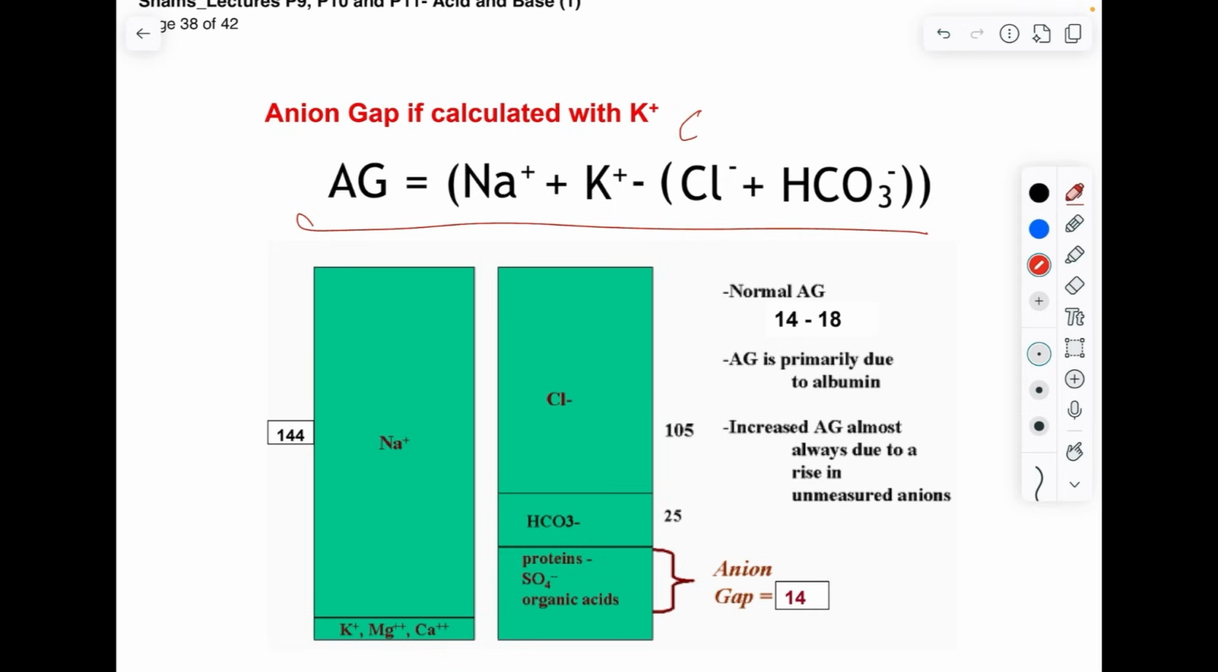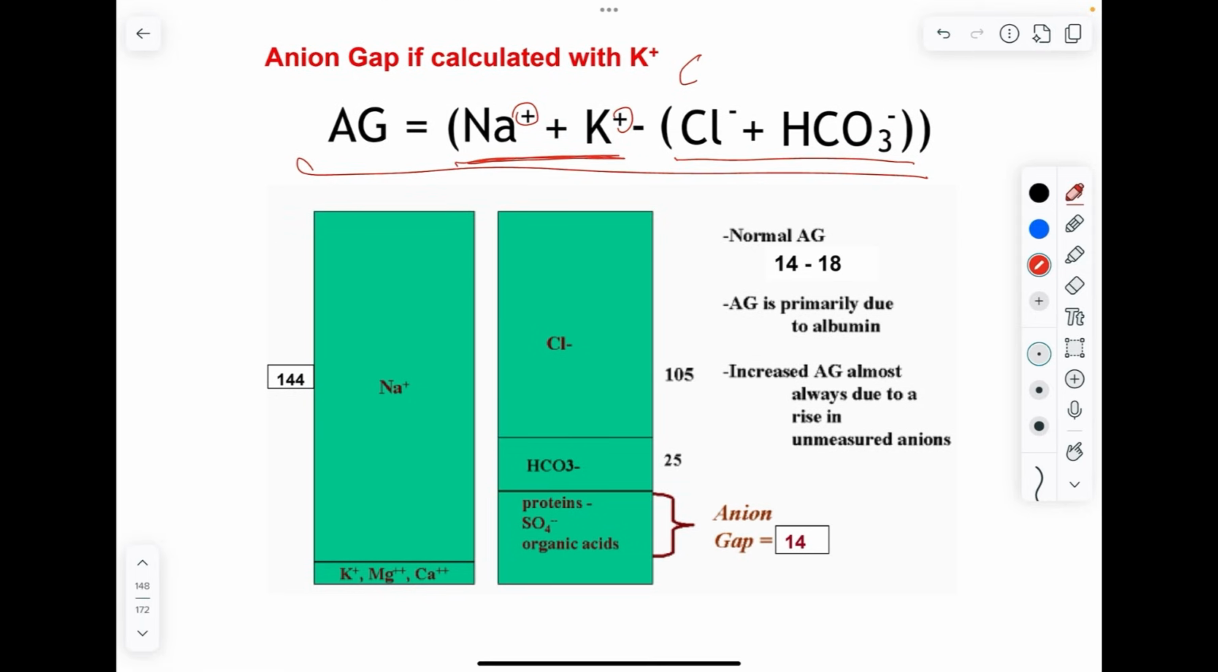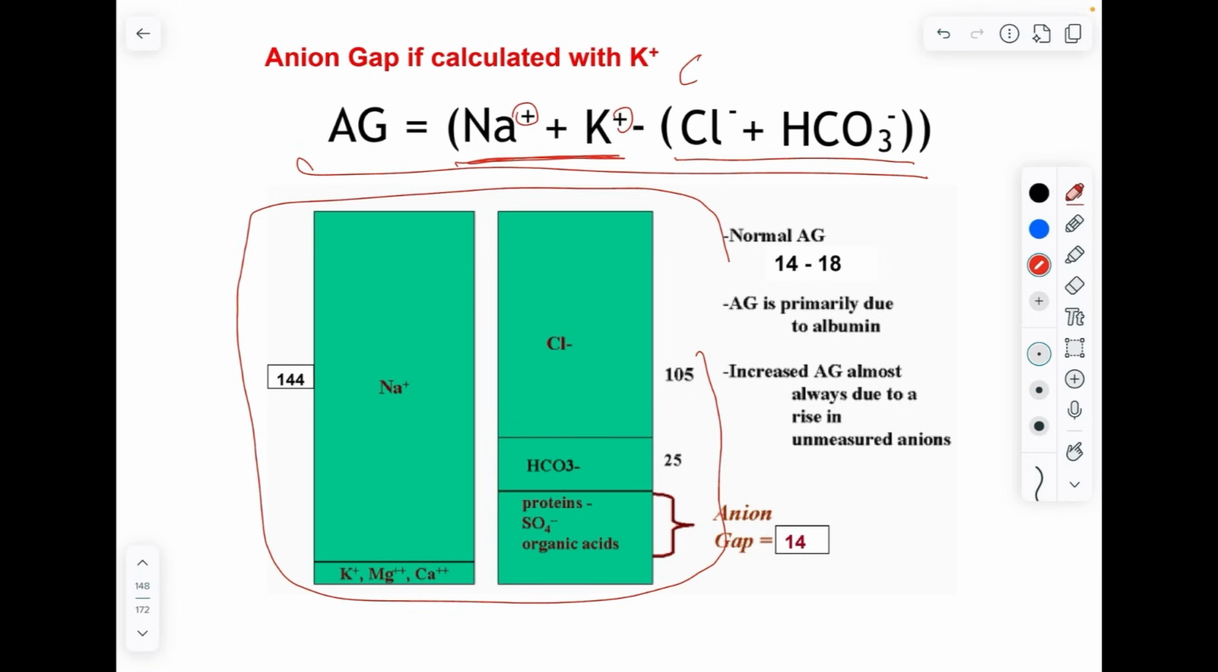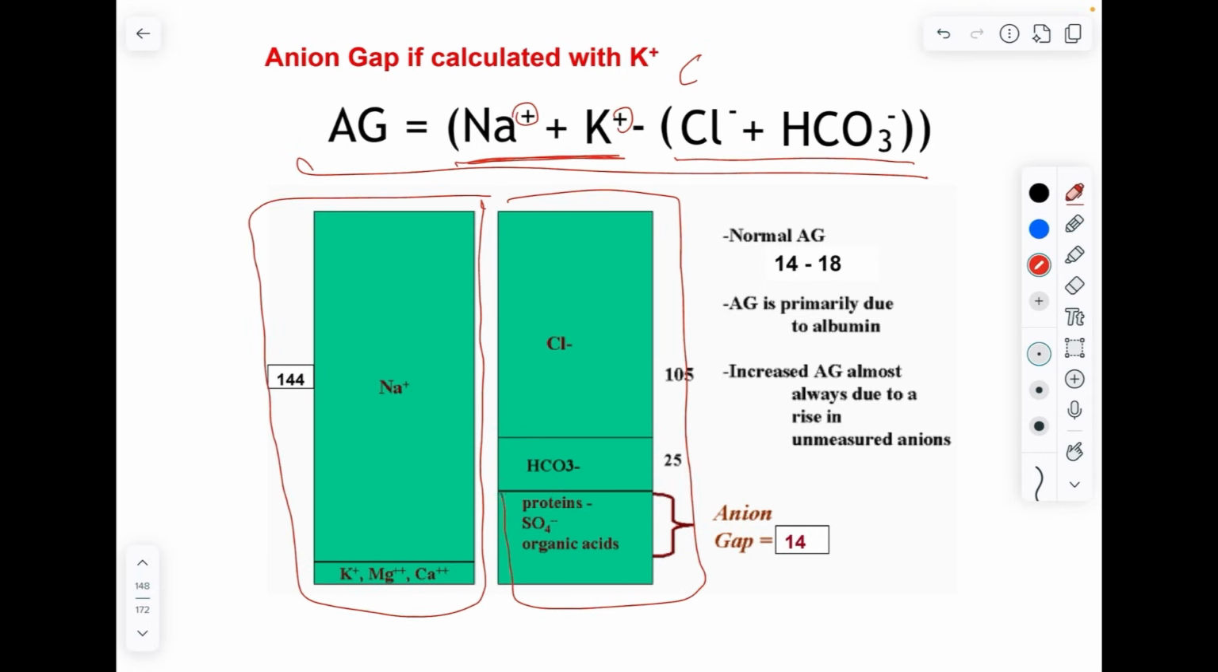You remember when I said cations are positive? So these are positive ions. These are the cations. Anion gap is the gap between the cations and the anions. These guys, the negative molecules. Now in the body, when you look at the concentration, positive ions and negative ions are equal.